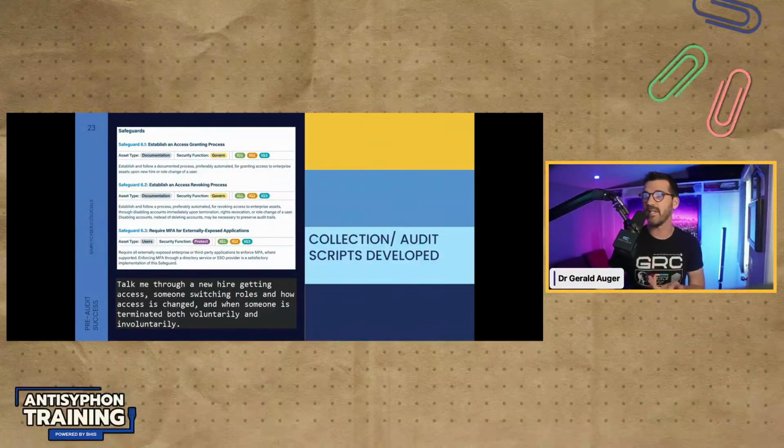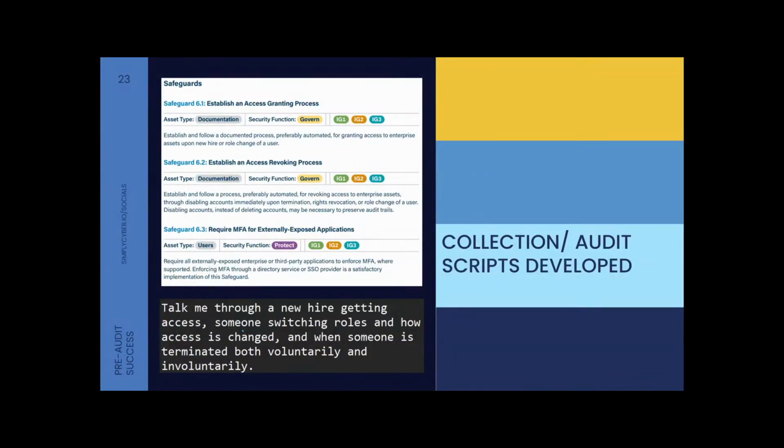Oh, anyways, you can see here: talk me through a new hire. This is a common one, right? Talk me through a new hire getting access, when someone switches roles, and when someone gets terminated, both fired and chose to leave. Just walk me through that process. You'll get tons of controls out of that and you can dig into it.